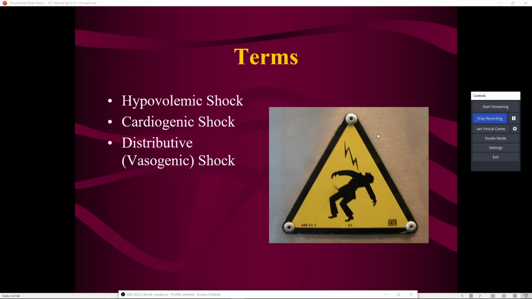So categories of shock you definitely need to be familiar with. We have hypovolemic shock. Under hypovolemic shock, we're talking here about blood loss, so hemorrhaging, or fluid volume loss, so being severely dehydrated. Then we have cardiogenic shock, and now we're talking about acute myocardial infarction or any other dysfunction of the cardiac muscle tissues or electric system.